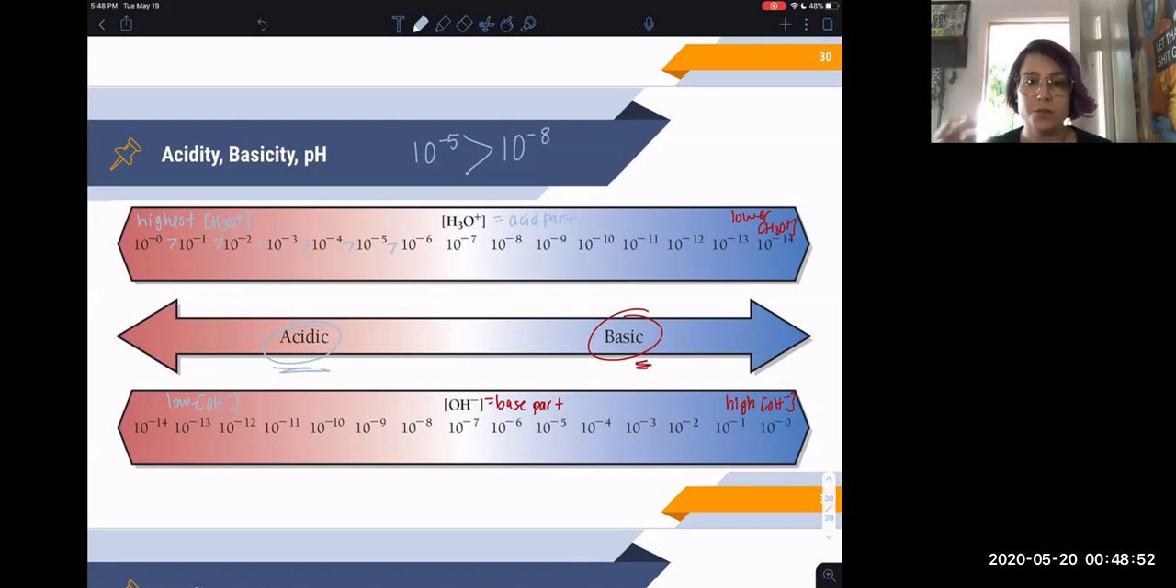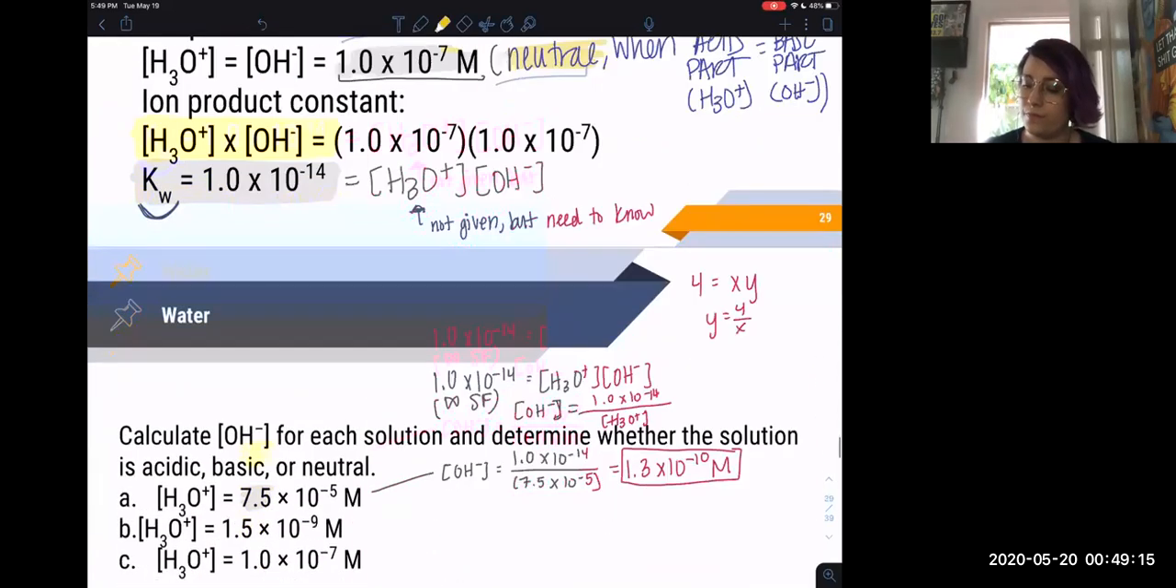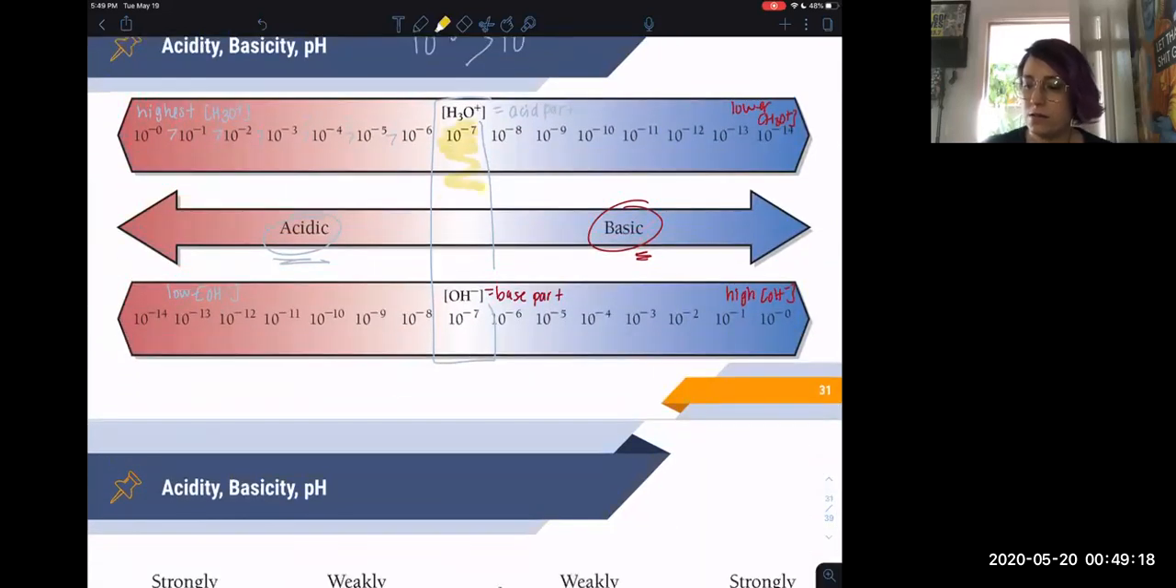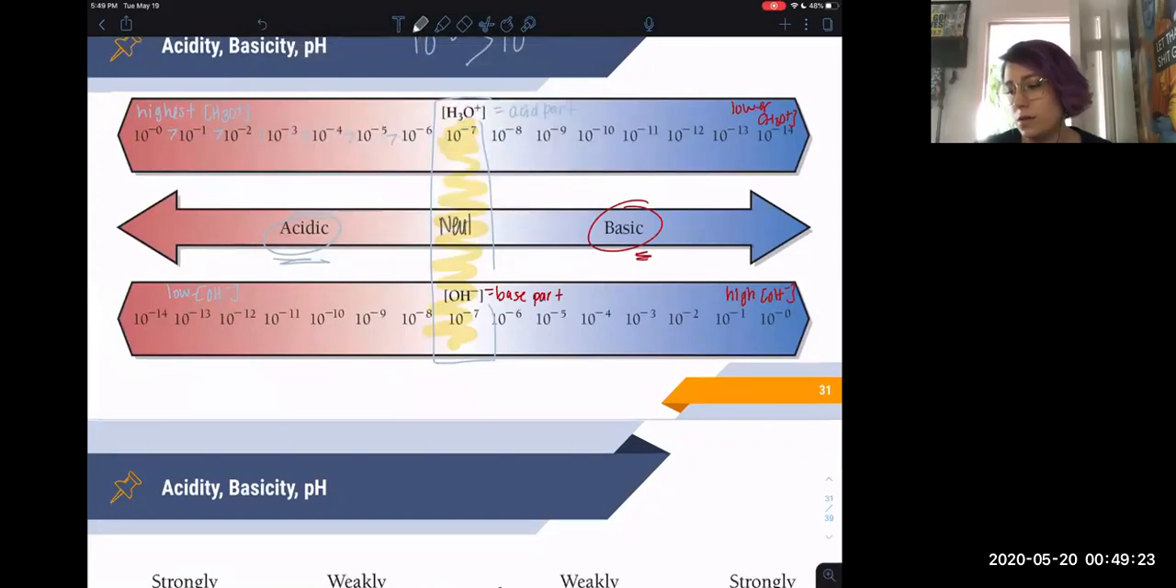So let's ground ourselves really quick. If it's got a lot of base stuff, it's basic. If it doesn't have a lot of base stuff, it's more acidic. And then we have a little area in the middle that we call neutral. Remember that 10 to the negative 7 before? That we just had two slides ago right here, 10 to the negative 7, that's neutral. There it is, neutral. Technically neutral is more of an area around there, but for this class right now, that's neutral.